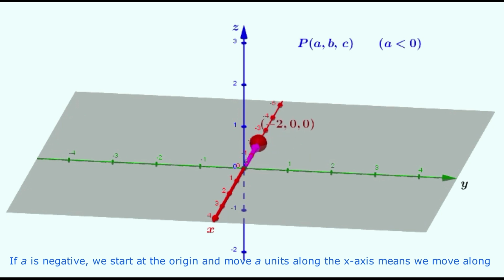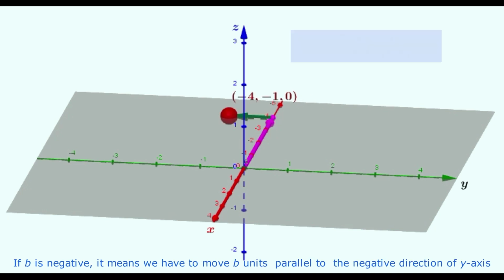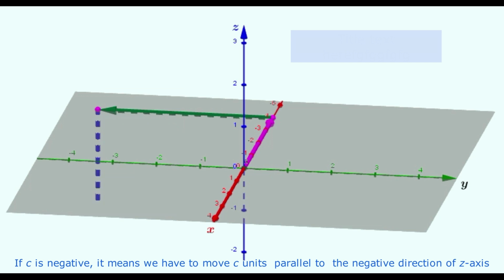If a is negative, we start at the origin O and move a units along the x-axis, which means we move along the negative x-axis and arrive at the point on the x-axis where the scale has the number a. If b is negative, it means we have to move parallel to the negative direction of the y-axis. If c is negative, we have to move parallel to the negative direction of the z-axis.